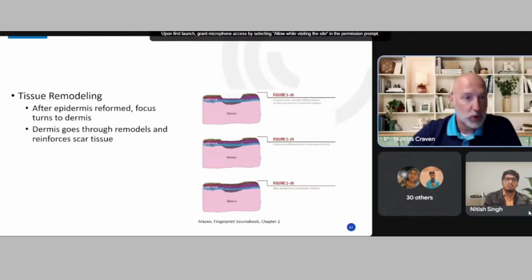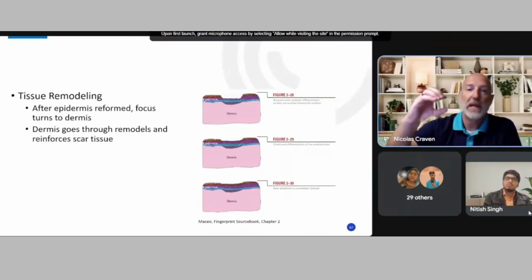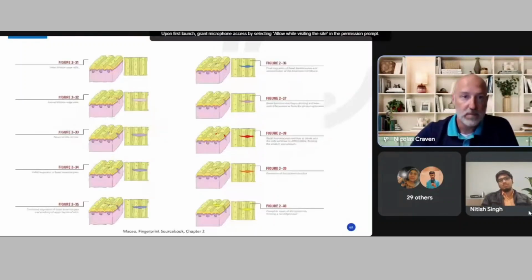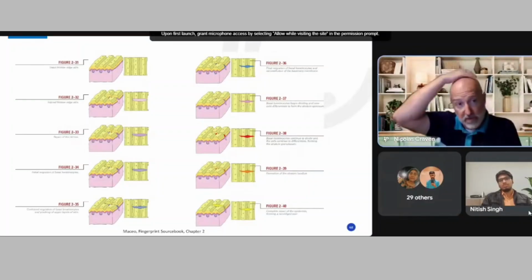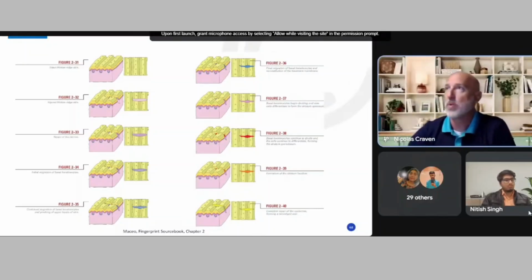And then the last phase, the shortest phase, after the epidermis has reformed, is focusing on the dermis. The epidermis is the priority, because we want to make sure that the outer layer is covered and protected, so we're not introducing any more bacteria than necessary. Then they'll start focusing on the dermis, and the dermis will go through its remodel and reinforce any scar tissue or things that are happening underneath that injury to bring everything back to normal. And then here's just some other views of a similar thing that's going on. It has a side view as well as a top-down view of what it looks like.